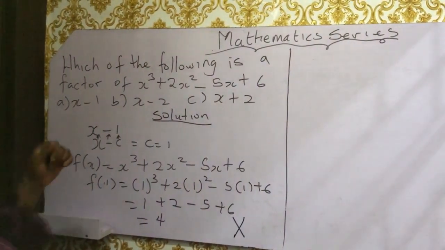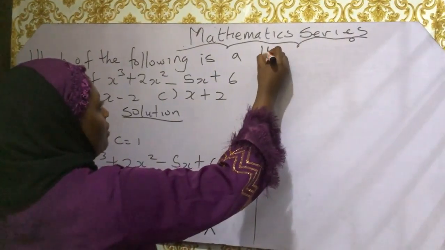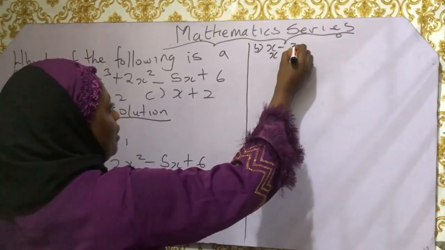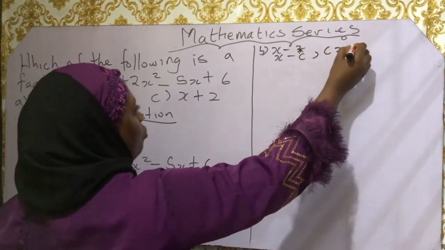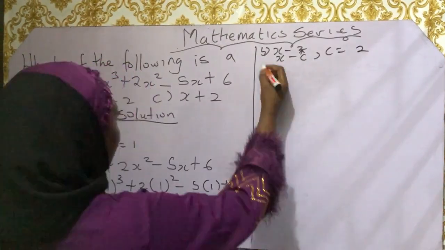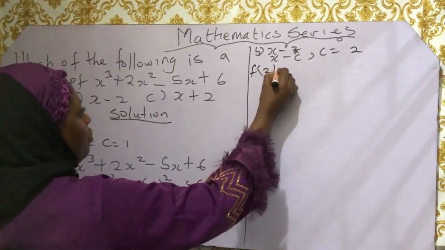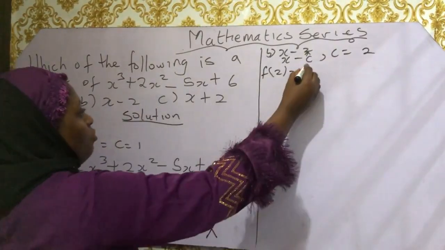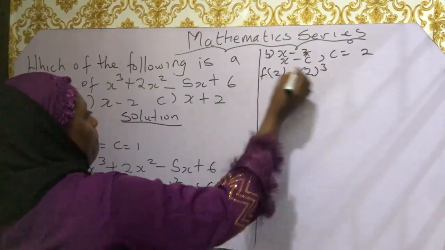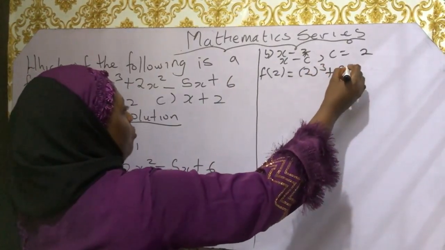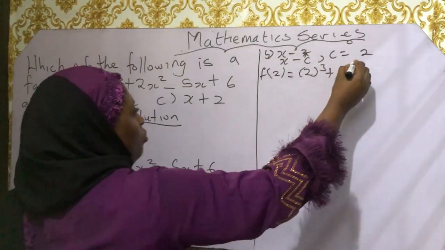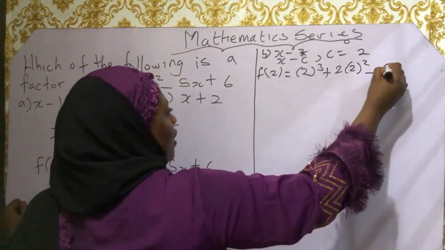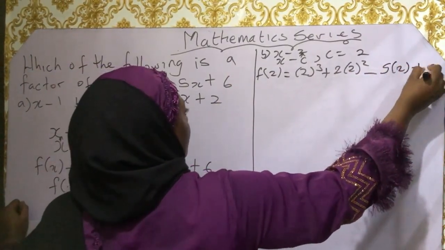Let's check the second one, x minus 2. So x minus 2. When we equate to x minus c, c is equal to 2. So you have f as a function of 2. So let's see. X cubed, that would be 2 cubed, plus 2x squared, that is 2 into bracket 2 squared, minus 5x, 5 into bracket 2, plus 6.